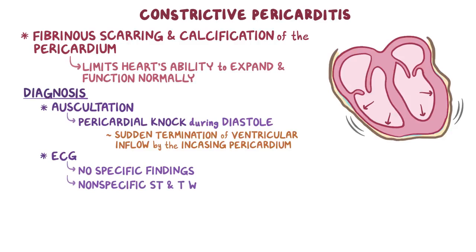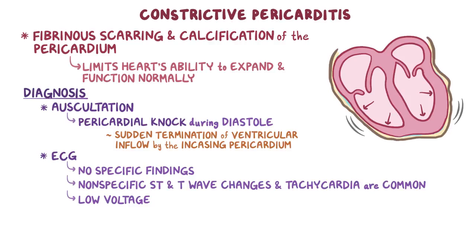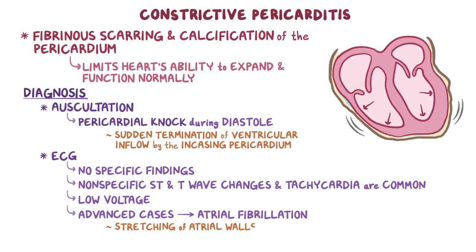There are no specific electrocardiographic findings in constrictive pericarditis. Nonspecific ST and T wave changes and tachycardia are common, and low voltage may also sometimes be present. Advanced cases may also develop atrial fibrillation due to stretching of the atrial walls due to increased atrial pressures.